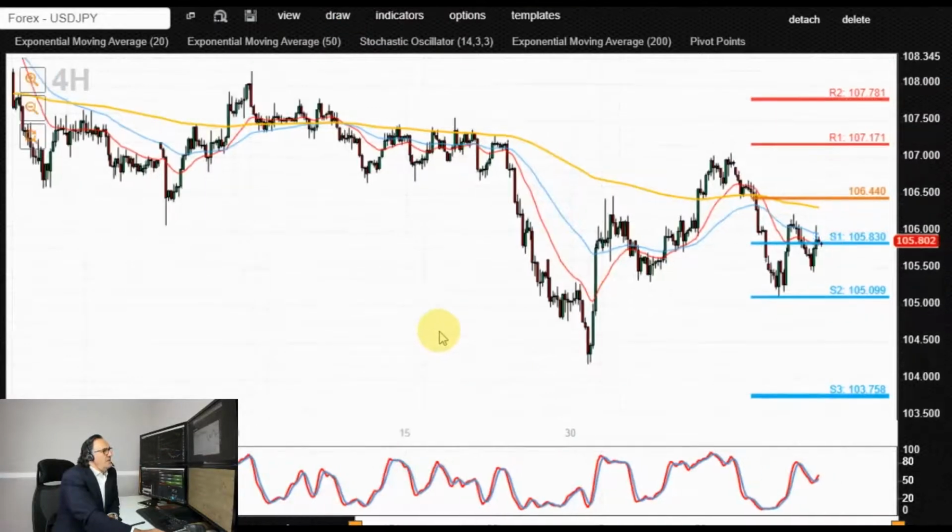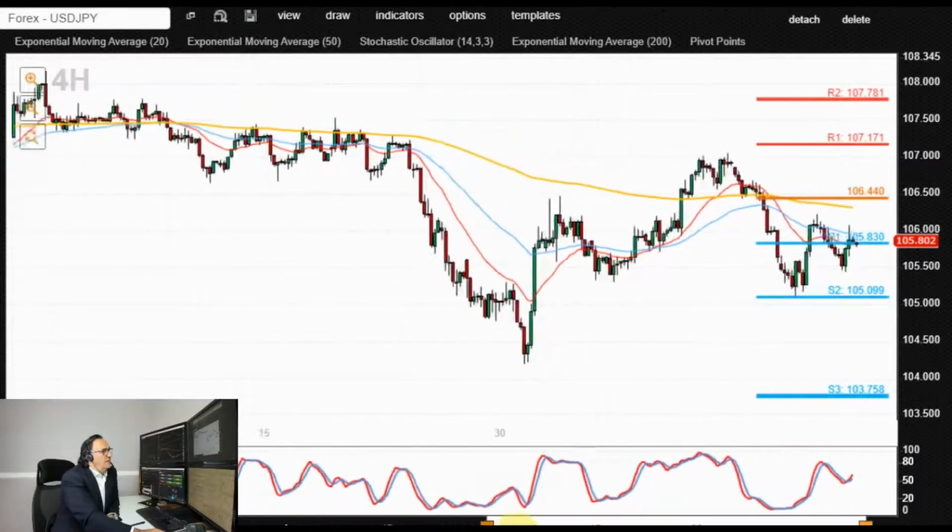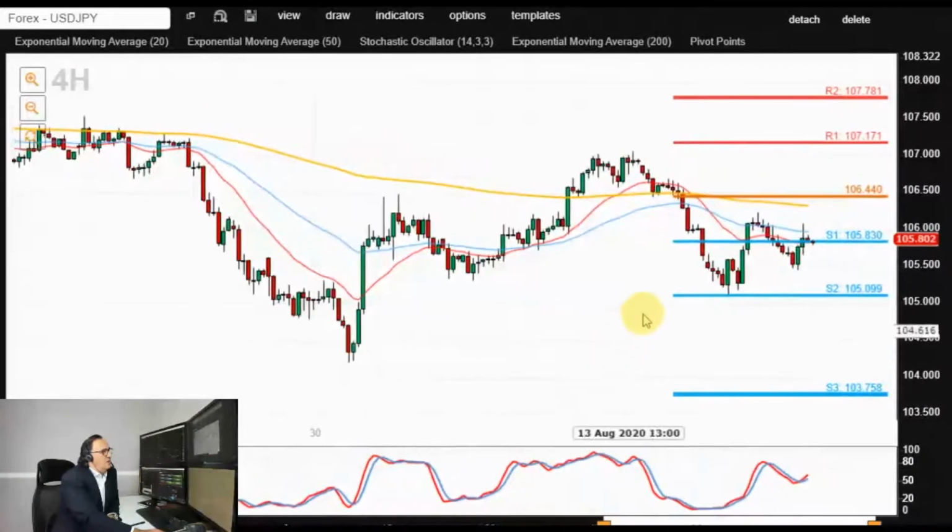Dollar Japanese yen is going sideways. Nothing new here. We had a fairly bearish pullback lower, and now we are seeing an oversold bounce back and a reaction from overextended levels.